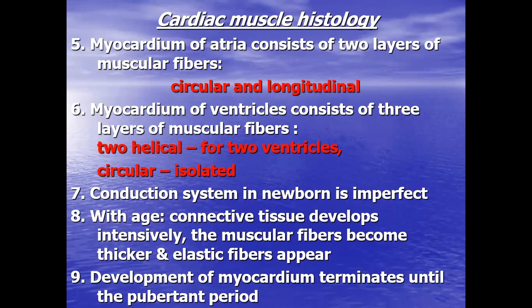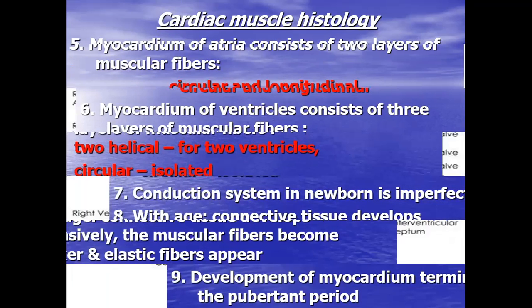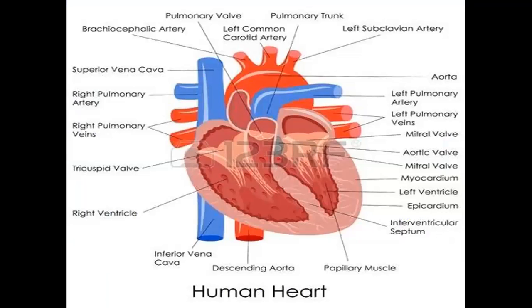A conduction system in a newborn is imperfect, and with age, connective tissue develops intensively. Muscular fibers become thicker, elastic fibers appear, the conduction system develops, and the development of myocardium terminates by the pubertal period. On this picture, you can see the heart with 4 chambers, 2 ventricles, 2 atria, and major blood vessels.